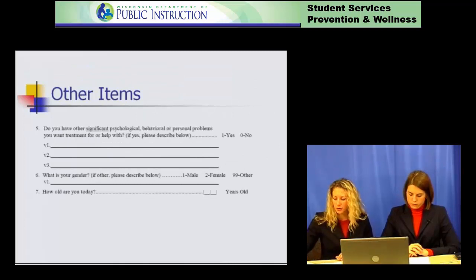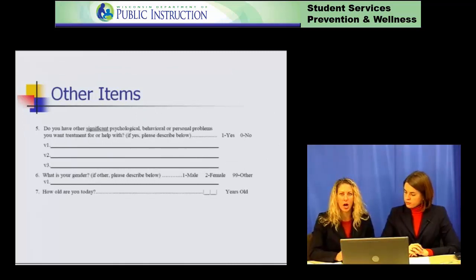The last group of items within the screener are grouped under other items. The first question, number 5, is looking at any other significant psychological, behavioral, or personal problems that your clients may be experiencing and that they can offer any additional information. And then the last 2 questions are basically getting some background information on your client, gender and their age.